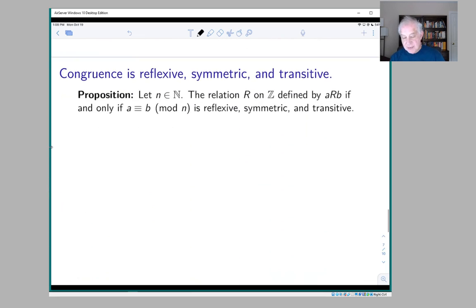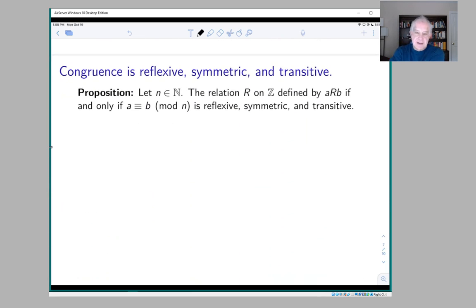Let's look at an example where we can actually prove something, because the relation that we're looking at means something. And the relation we want to use is congruence. So the proposition that we're going to prove is that if you fix n, then the relation defined by A congruent to B mod n has all the three properties. It's reflexive, it's symmetric, and transitive. And here A and B are integers. The relation is defined on the integers, and n is a natural number. So let's take this proof one step at a time.